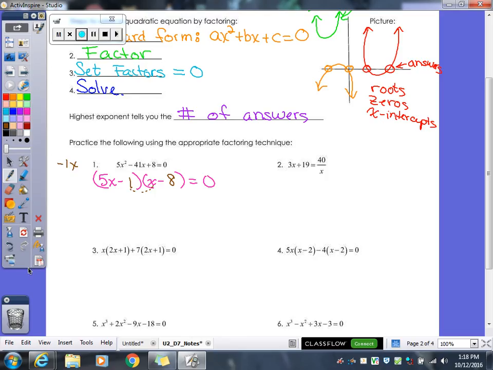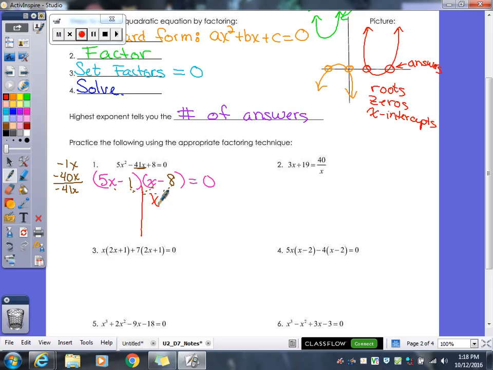That gives me a negative 1x. If I were to multiply my two outside terms, my big smile, that's a negative 40x. That's where we get our negative 41x from. If I had used 4 and 2, I wouldn't have gotten anywhere close to 40. They're the 41 that we needed.